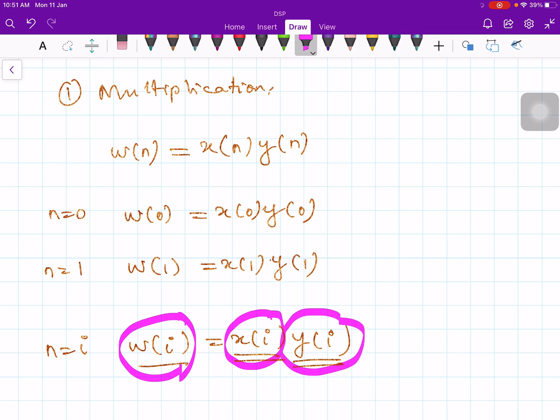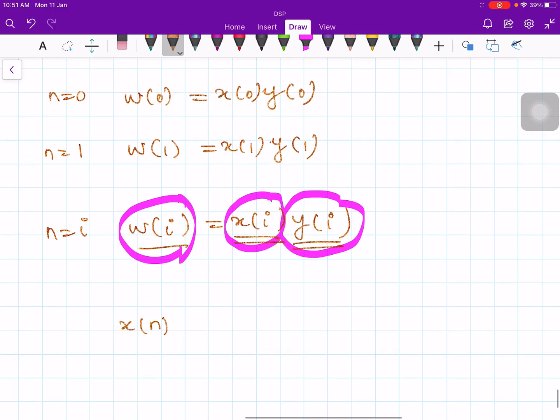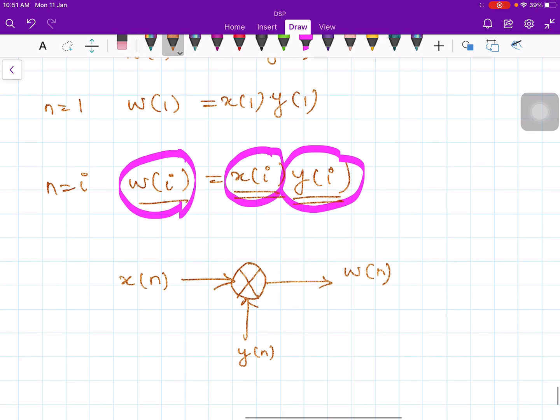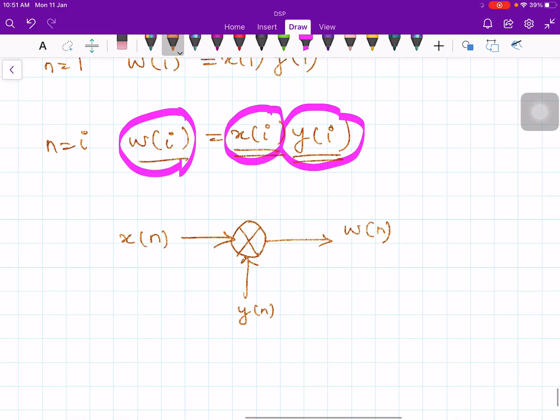Now let us indicate this operation pictorially. X of n, you put a circle, and within the circle you put a cross like this. It indicates the multiplication operation. And here this is y of n and w of n, you put an arrow mark. And this multiplication is a non-linear operation. You can verify this. So the multiplication operation is not a linear operation, it is a non-linear operation. Note the point.